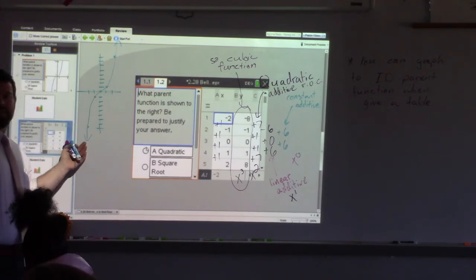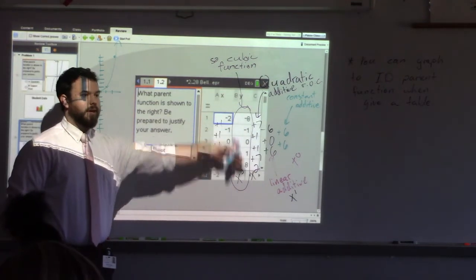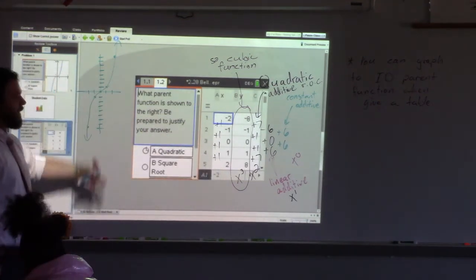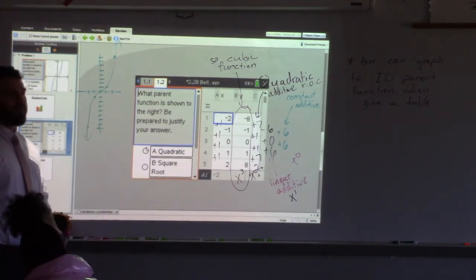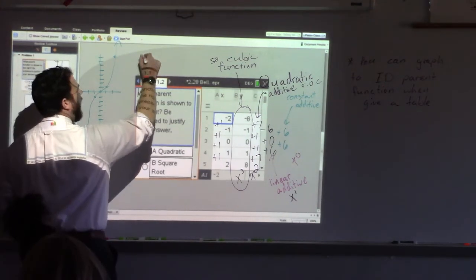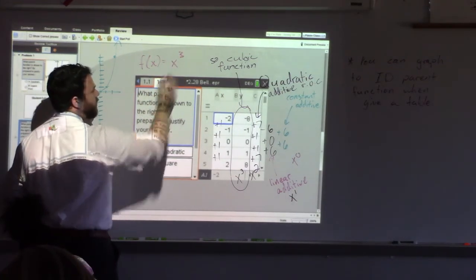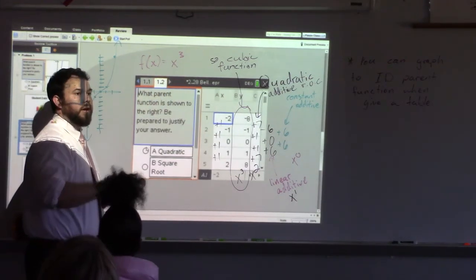Didn't we look at that for the first bell ringer question? Yes. Has that changed? No, we looked at it as a rate of change. We looked at it graphically, and they all confirmed the same thing, right? And fundamentally, I want you to always remember, every point in that table should make the equation what? True. True. So check it, right?